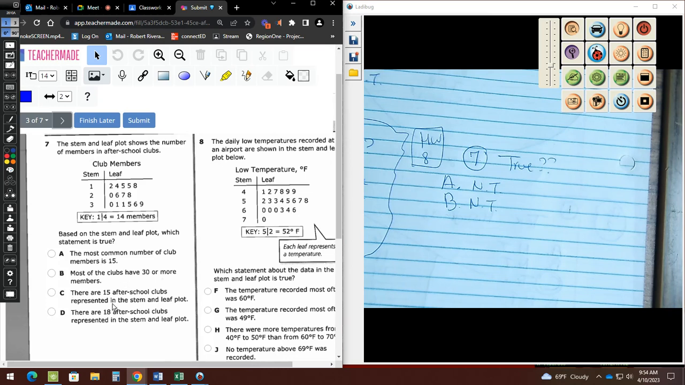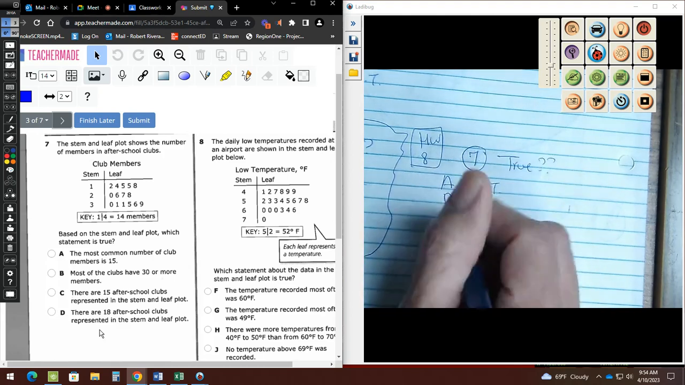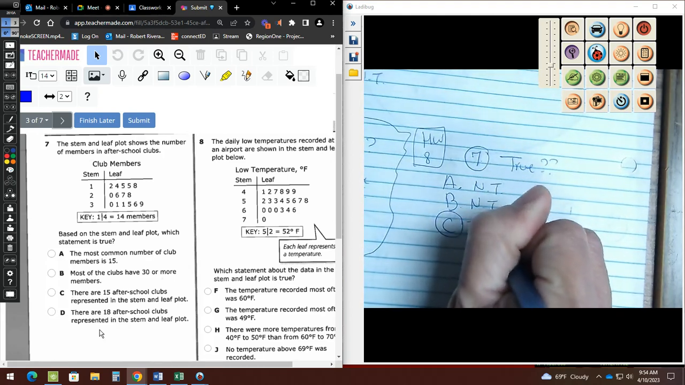Letter C. There are 15 after-school clubs represented in the stem and leaf. So let's go count. 1, 2, 3, 4, 5, 6, 7, 8, 9, 10, 11, 12, 13, 14, 15. Are there 15 after-school clubs? Yeah, there's 15 data points. Okay, so that looks good. There are 18 after-school clubs. We just counted how many. So the answer is C.